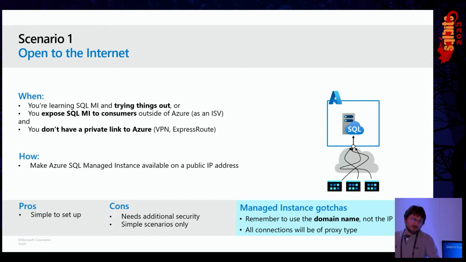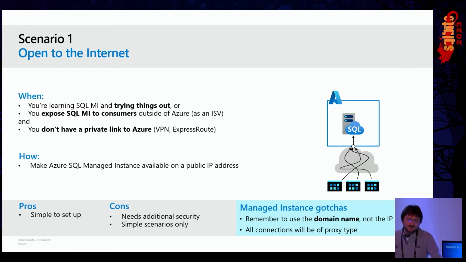So that's the summary of the first scenario. As I said, if you're just learning SQLMI or there really is no other connectivity pattern, you can route the traffic through public internet to the public endpoint. And then what are the pros and the cons? Well, this is simple to set up, but it also needs additional security measures, and it won't support more involved connectivity scenarios such as failover groups or MI-link.